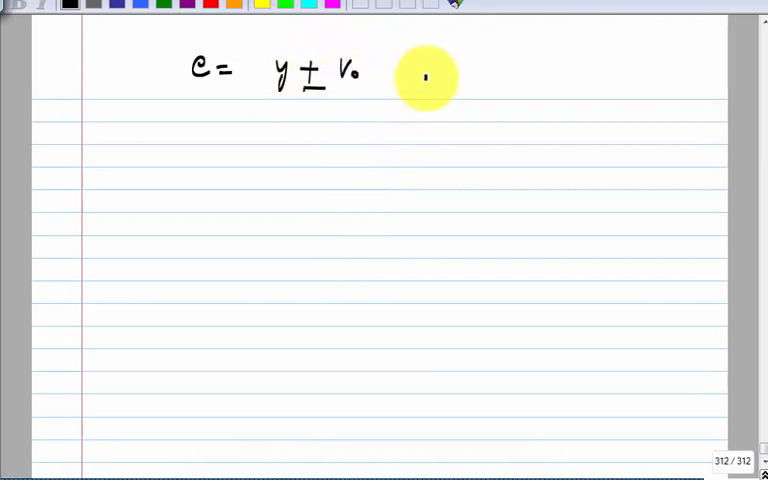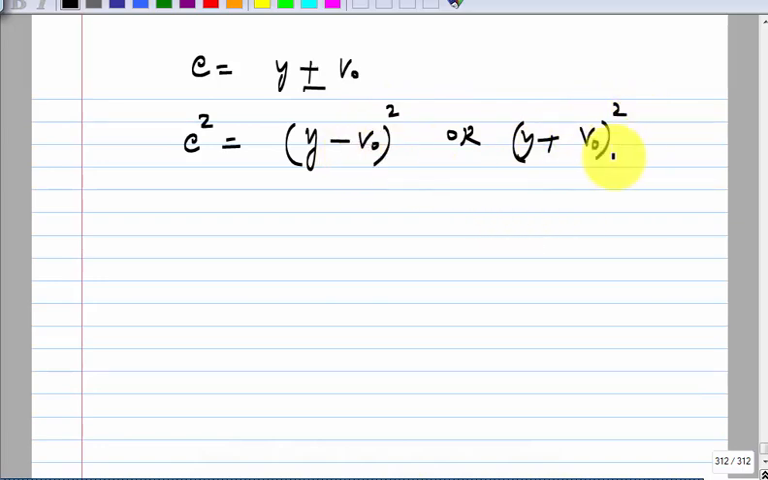This error is either y plus or minus v naught, right? The squared error is either this or that, depending on whether the detected symbol is plus 1 or minus 1. So this is what you get if it is plus 1. This is what you get if it is minus 1. Okay.